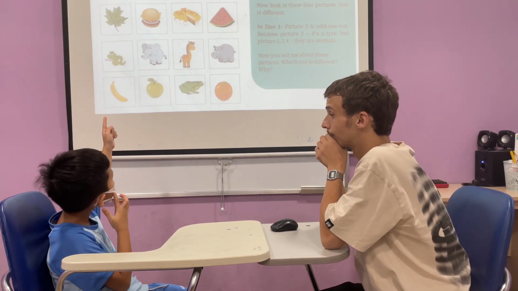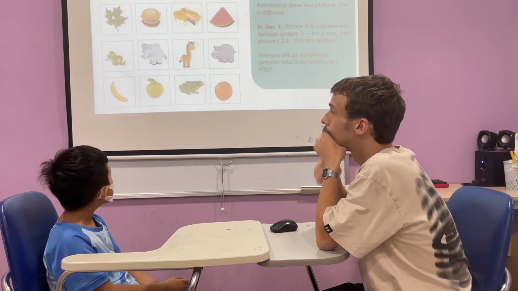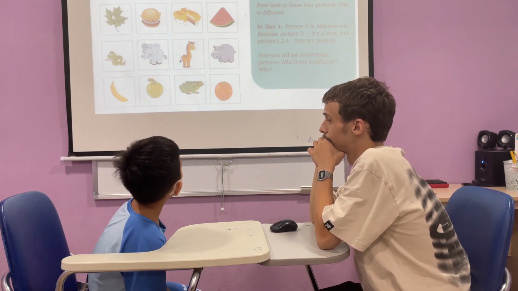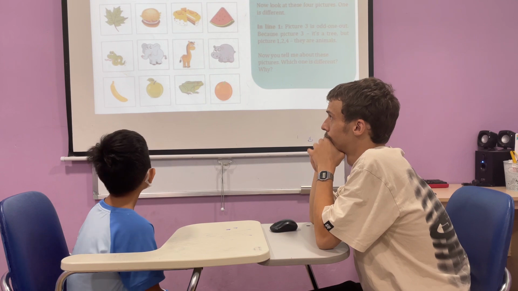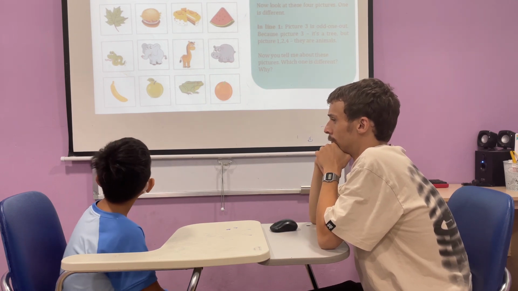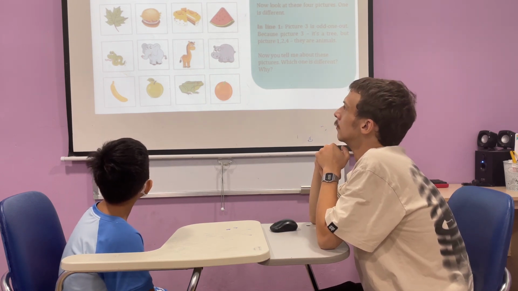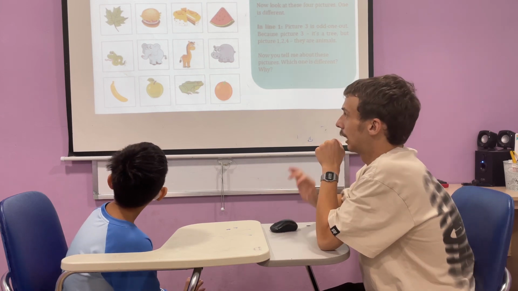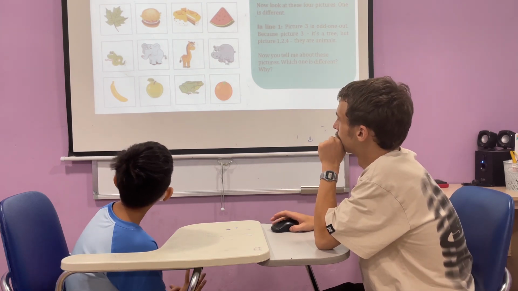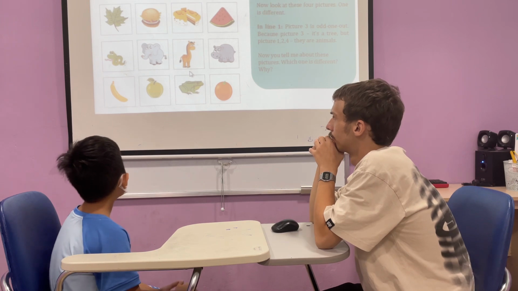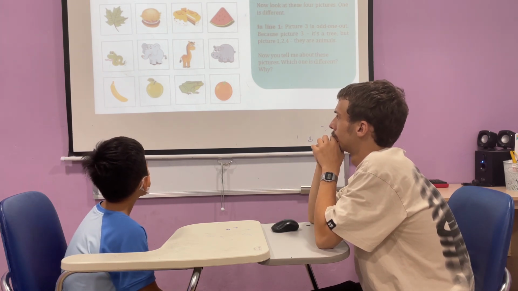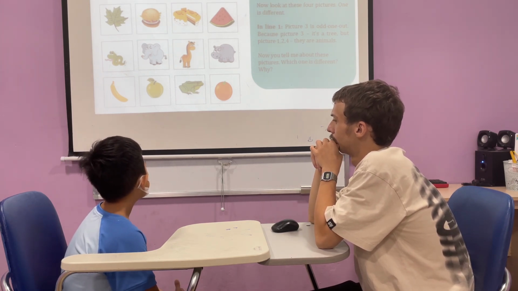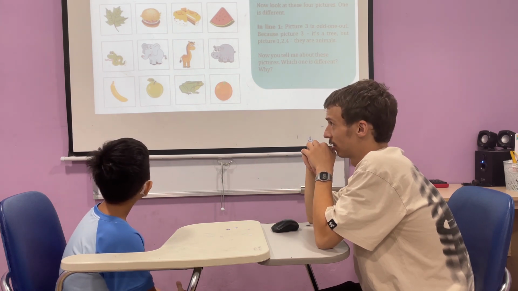In picture 1, it's the odd one out because it's a leaf, but the others are fruits. Correct. Next line. In picture 3, picture 1 is the odd one out because it's a snake, but the others are large animals. That's right, they are large animals.